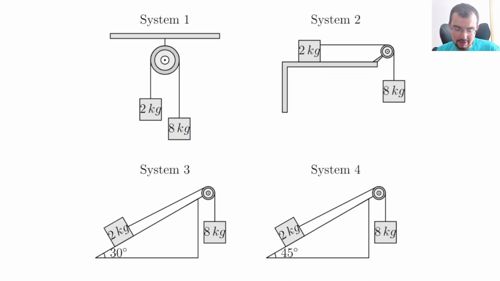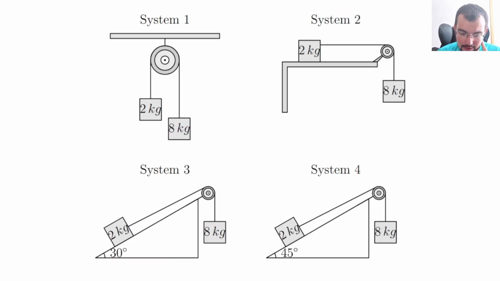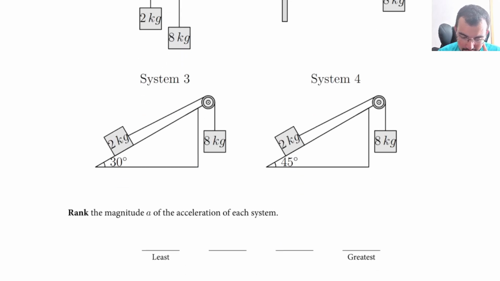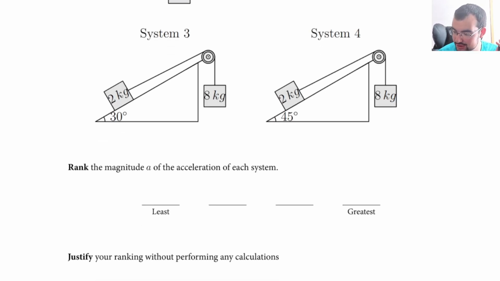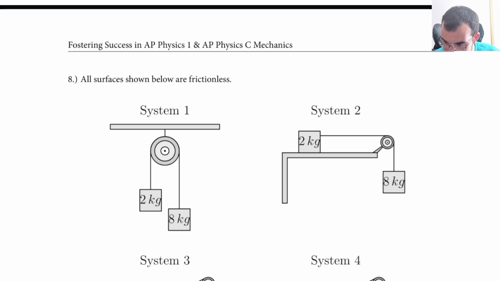So using that idea and no formulas, we have the same masses set up in four different Atwoods. So we have the same total mass and the same general setup. We just have both hanging masses, one hanging mass, one flat, one hanging mass, one ramp, one hanging mass, one ramp, but the ramp is steeper. So we want to rank the acceleration of each system. So really, we're just looking at the help minus hurt here.